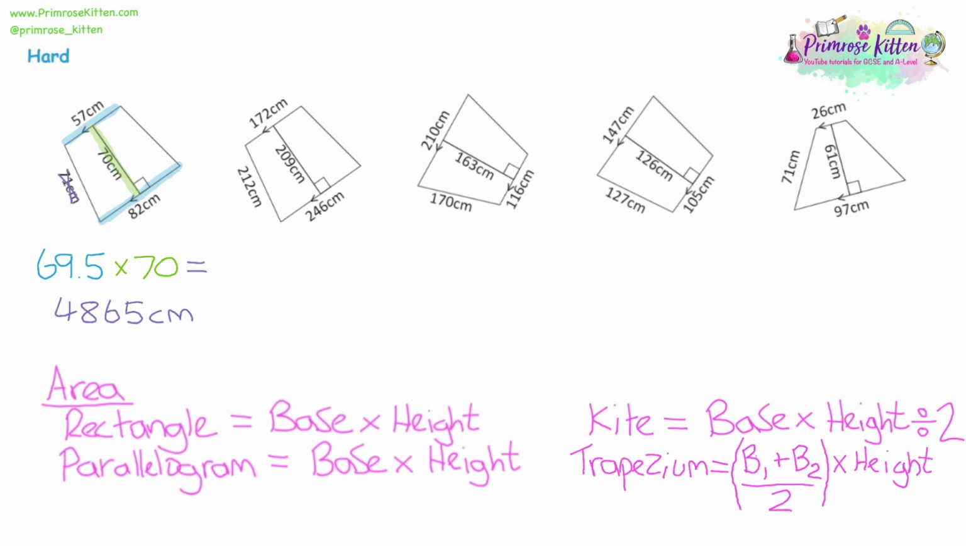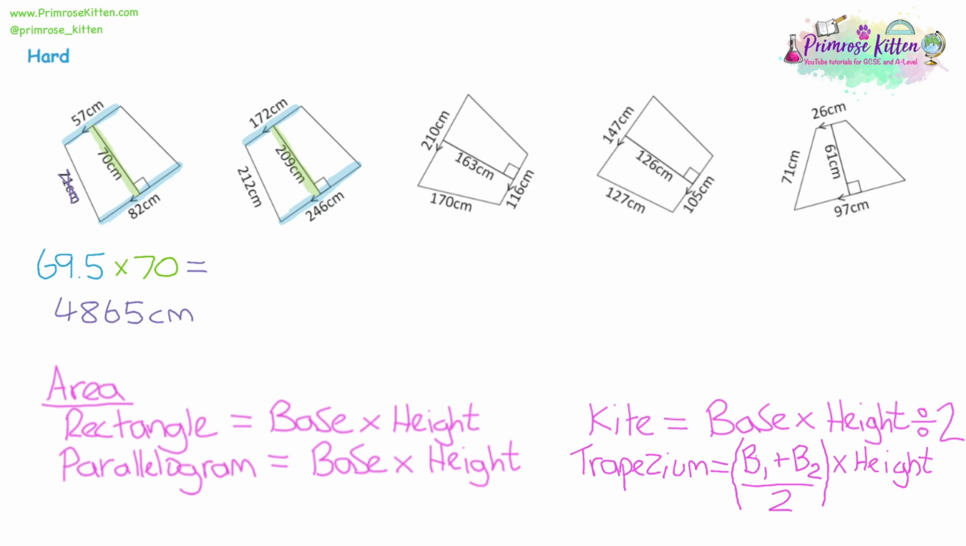Moving on to question 2. The first job is to identify what we're using. So we've got the 172 and the 246, and they are at a right angle to 209. So we've got height and we've got two different bases. So we need to find the average of the two bases. Because we're doing base times height and we've got two bases, you need to find the average of them.